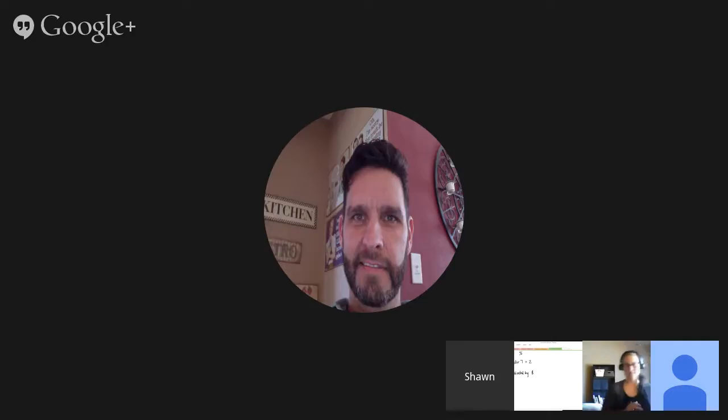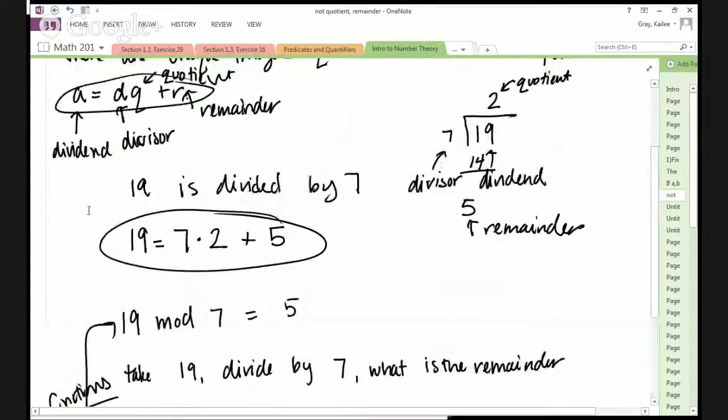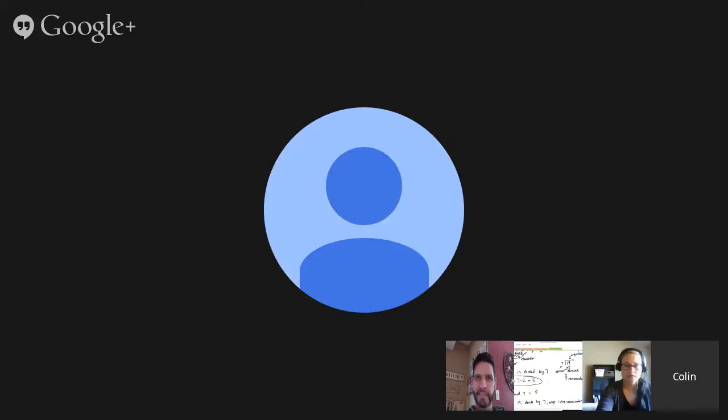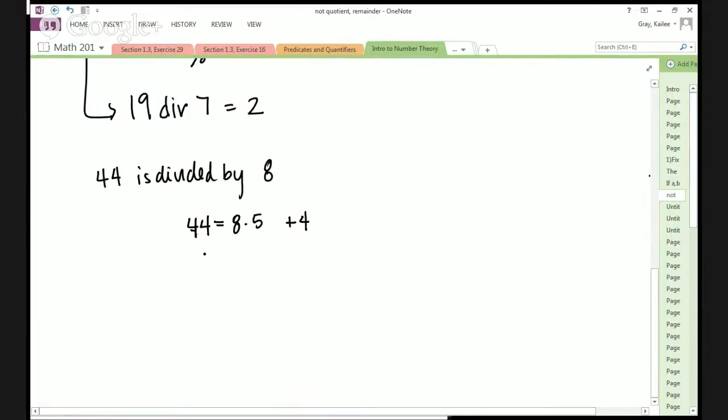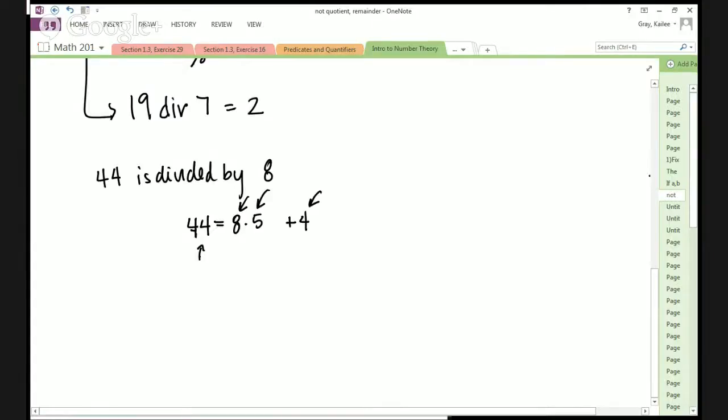You're talking about using one of the two functions, write it out accordingly? Yep, the algorithm. I want to write it out in this way with the quotient and remainder. It'd be 44 equals 8 times 5 plus 4. Exactly. So we've got our dividend, our divisor, our quotient, and our remainder. Does it make sense where that came from?